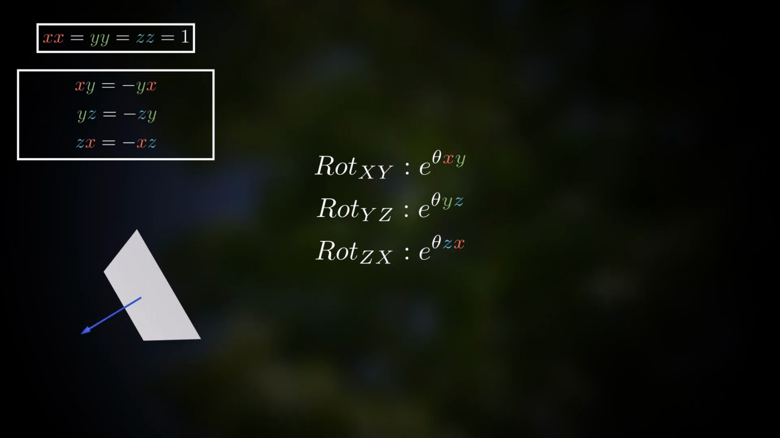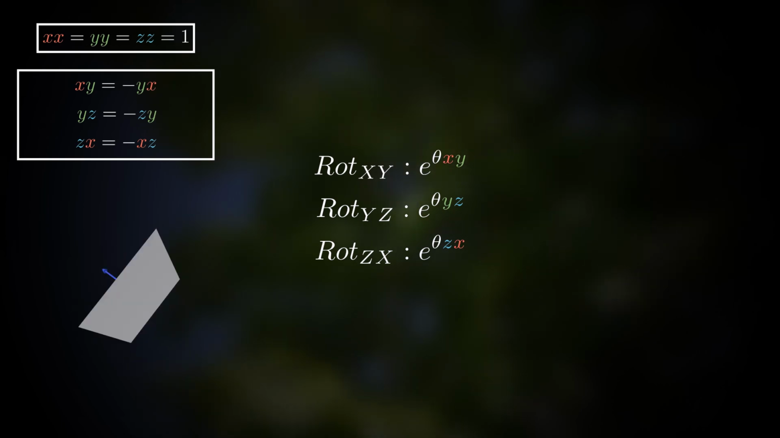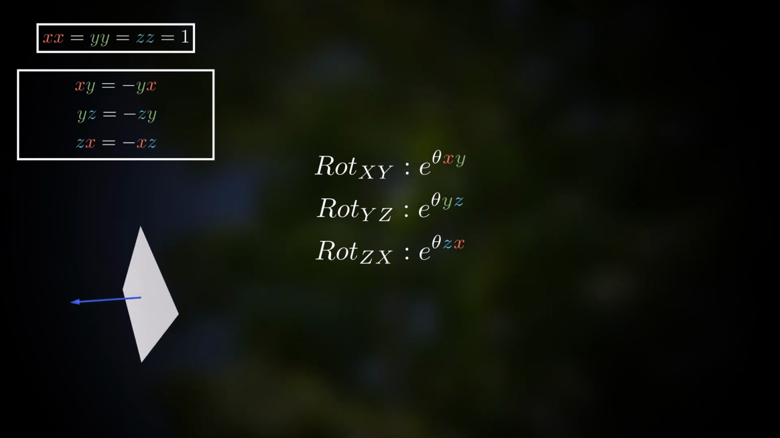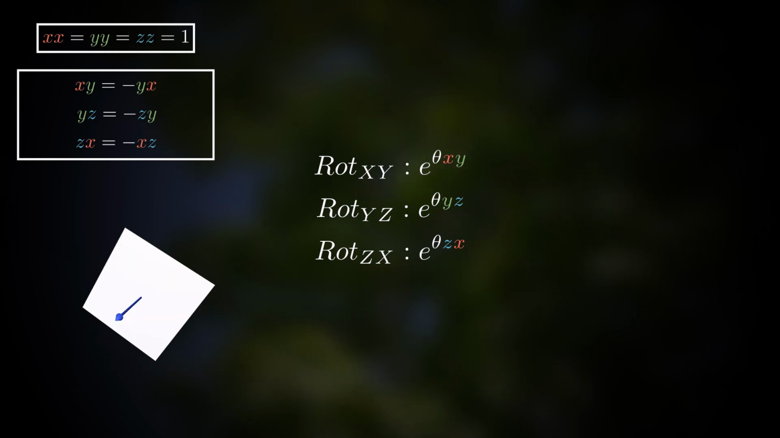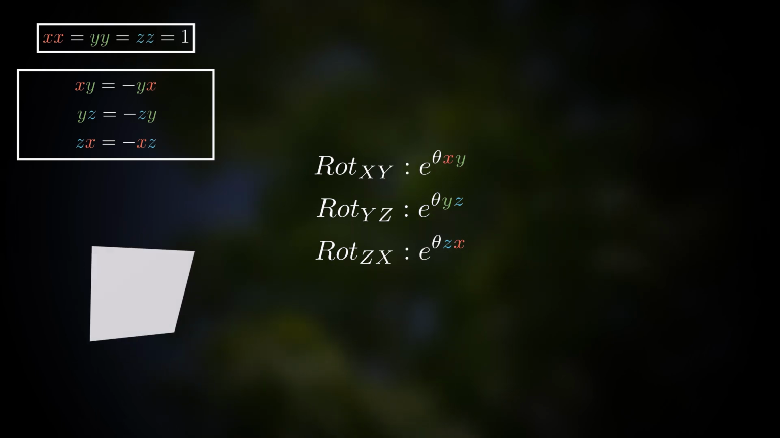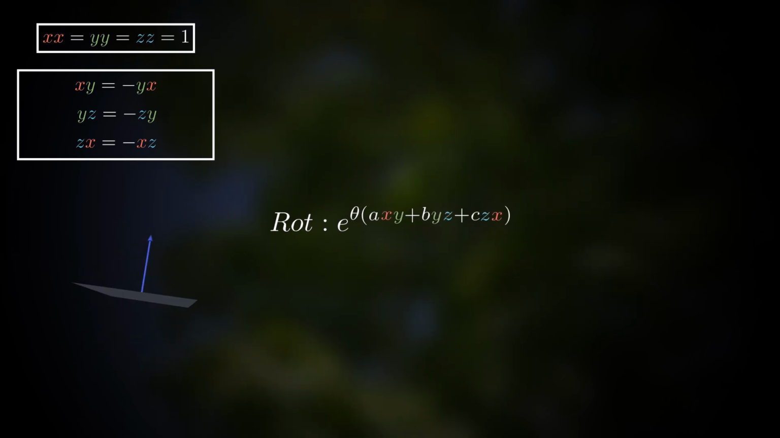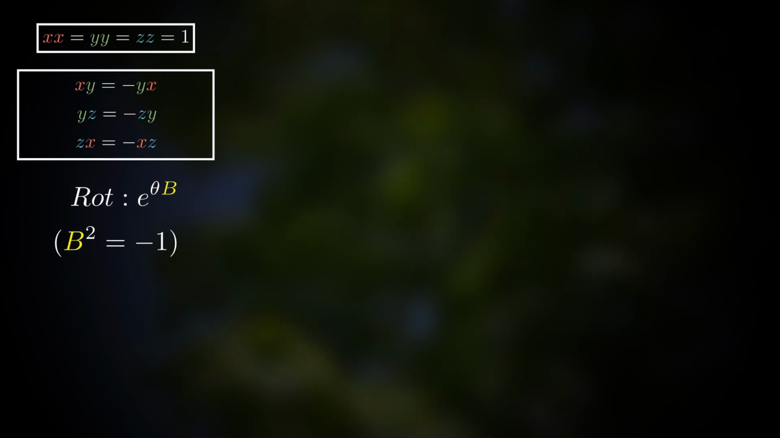Just like how any vector is a linear combination of the unit vectors, any plane is a linear combination of unit planes. Thus, rotation around the general plane can be written as e to the theta times a xy plus b yz plus c zx. Let's call that term B. We know from earlier that B squared must be minus 1, so that must put a constraint on a, b, and c. Let's try to figure out what the constraint may be.